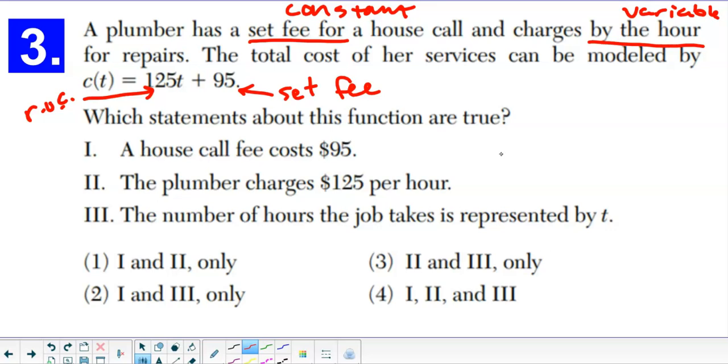So a house call fee costs $95. Yes. The plumber charges $125 per hour. Yes. The number of hours the job takes is represented by t, the time they work. That is true. So that makes 1, 2, and 3 all correct.